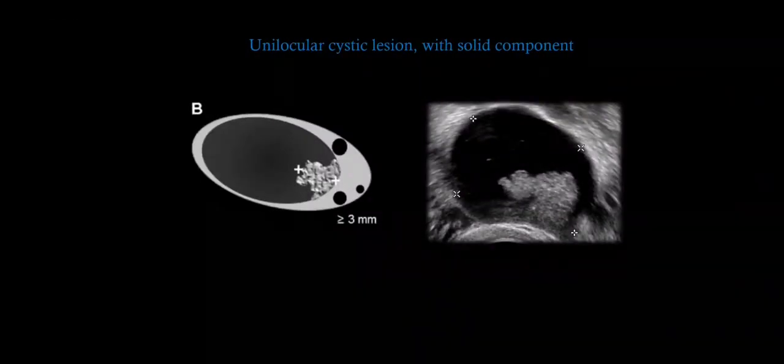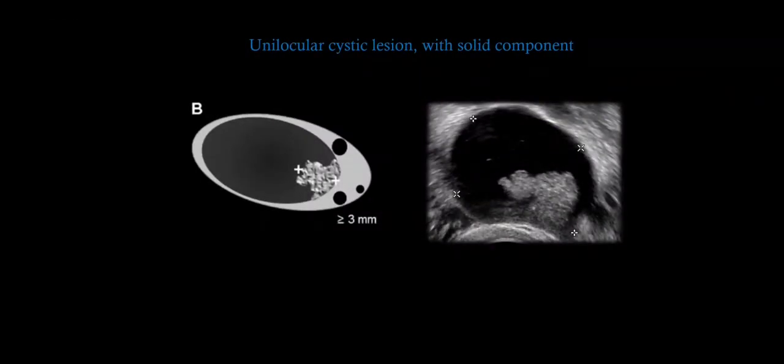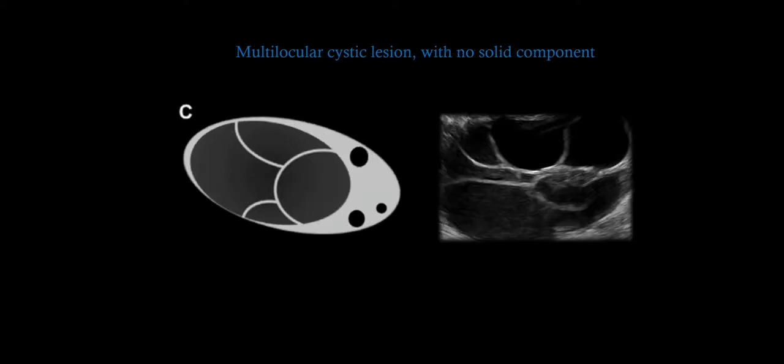When we describe a unilocular cystic lesion with solid component, we mean that this solid area has to be greater than 3 mm. If it is less than 3 mm, we describe it as an irregular inner wall. If it is more than 3 mm, we describe it as solid component.